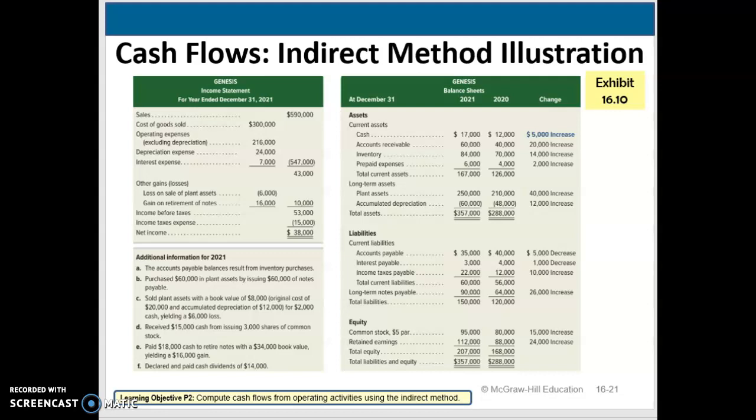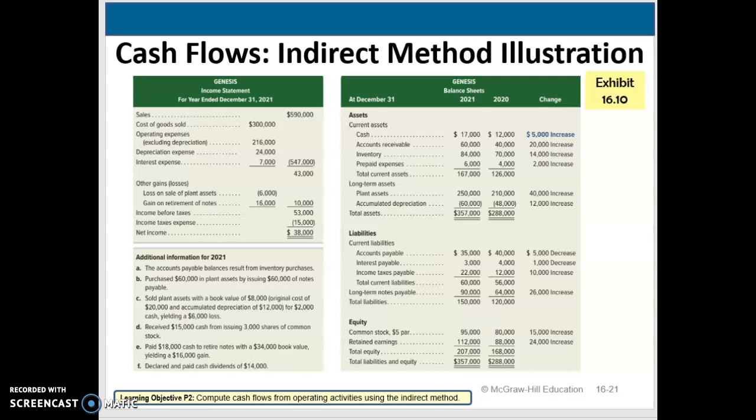We're going to use this information to prepare a statement of cash flows that explains how we went from $12,000 in 2020 to $17,000 in 2021, which represents a $5,000 increase. The $5,000 is computed as cash of $17,000 at the end of 2021 minus cash of $12,000 at the end of 2020. So that's where that $5,000 increase is coming from.